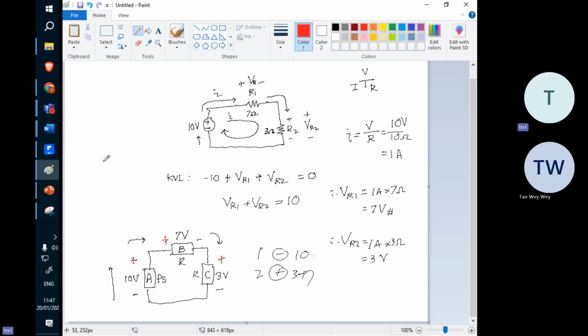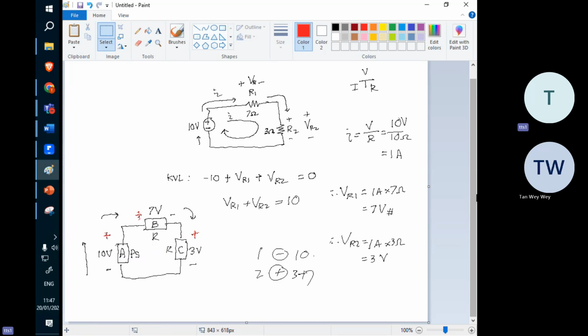Let's go back to this question again. We have already been using this one for a while. Let me move this one slowly further out here. Let's use this as an example. Just now we already determined the current is equal to 1 ampere. We are quite sure that 1 ampere flows through the circuit. Only one current, only one loop. This is called the loop, 1 ampere.